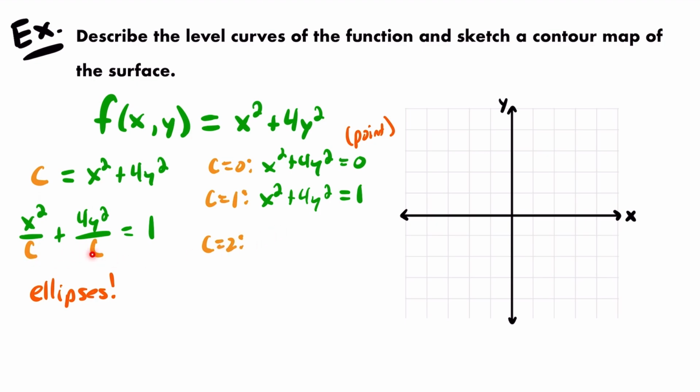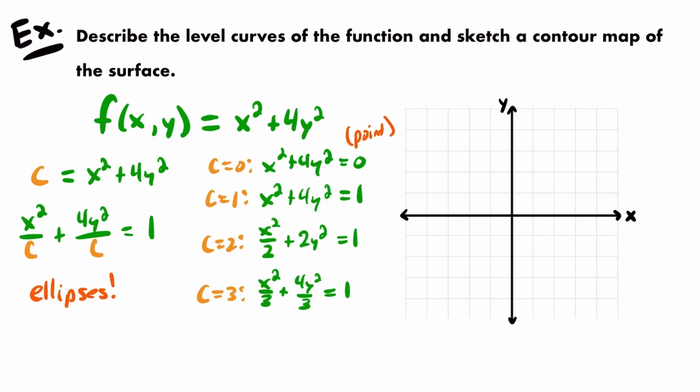Both of those denominators will now be 2, so our equation is x squared divided by 2 plus 4y squared divided by 2 equals 1. But now 4 divided by 2 is 2, so you'll just have 2y squared. I'm going to erase that and rewrite it. We have 2y squared. And then let's look at another value of c. c equals 3. Each of those denominators will now be 3. So we get x squared divided by 3 plus 4y squared divided by 3 equals 1.